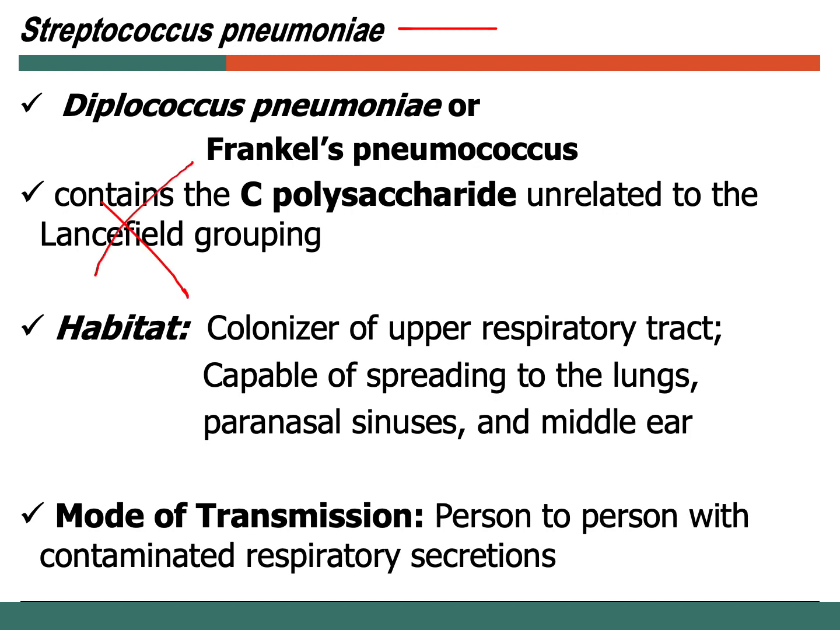Streptococcus pneumoniae is a colonizer of the upper respiratory tract and is capable of spreading to the lungs, paranasal sinuses, and even the middle ear, causing otitis media. The mode of transmission for this organism is person to person with contaminated respiratory secretions. Usually, this infection happens if the person is immunocompromised or has a weaker immune system.